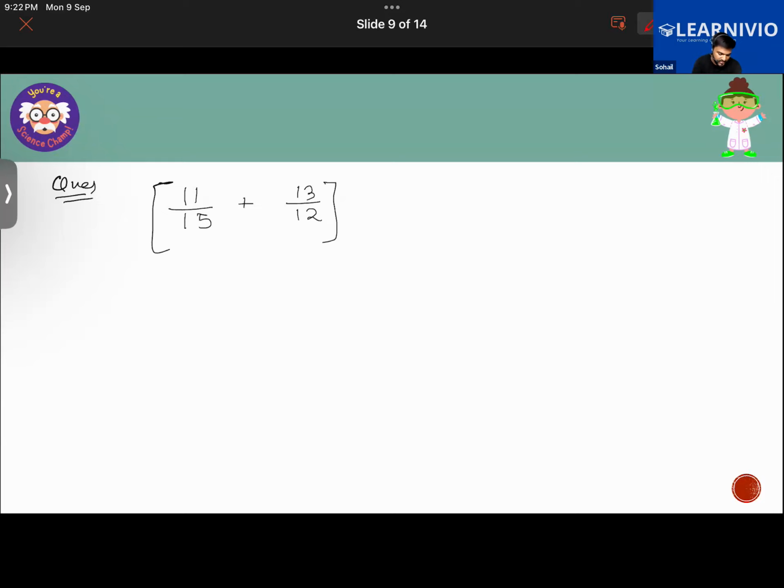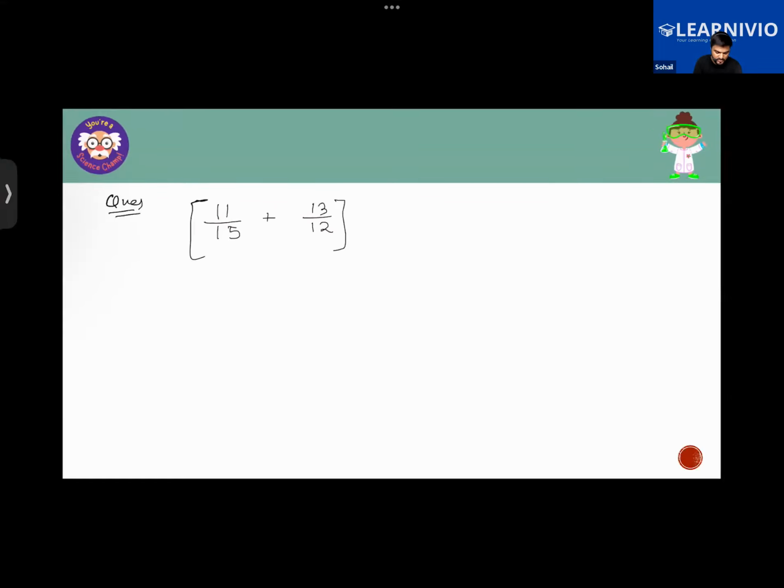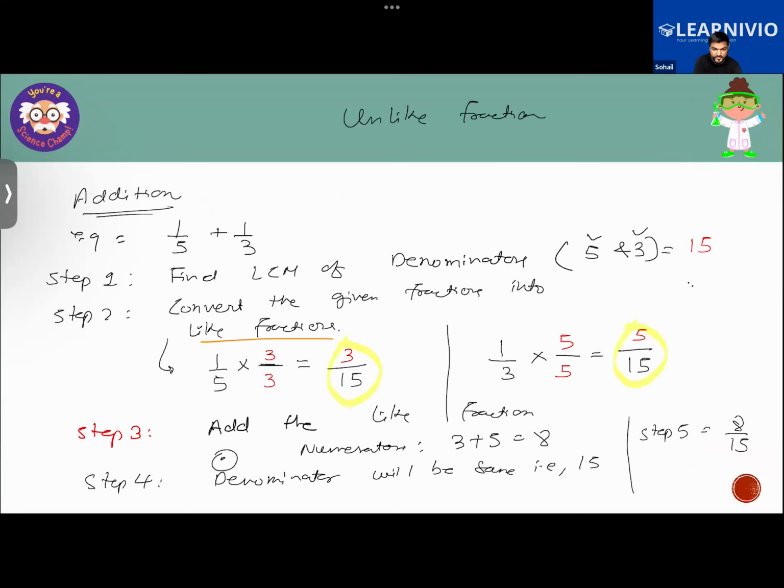What you have done, OK? You have added the numerator and denominator, 11 plus 13 upon 15 plus 12. That's not how it is done. Follow the steps. Do one thing, go through the steps here. Look at this question and go through this once. Go through the question. Look at the steps.